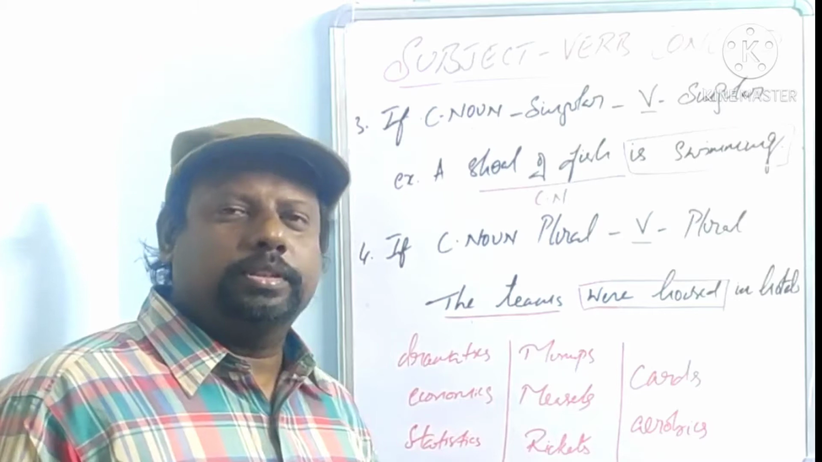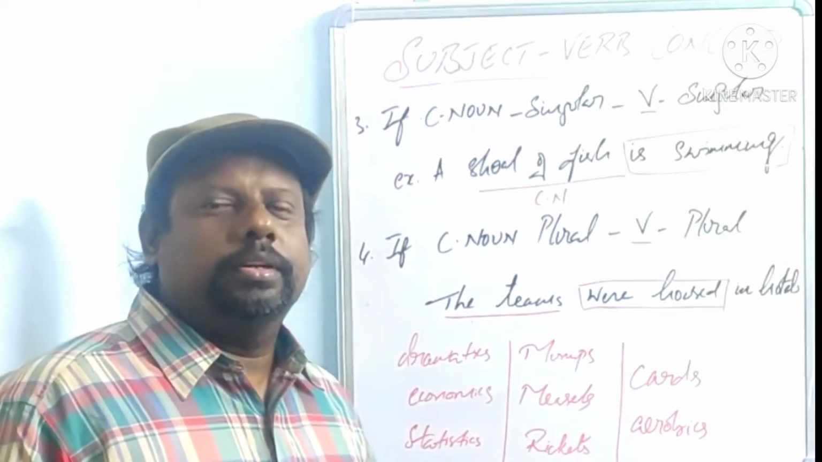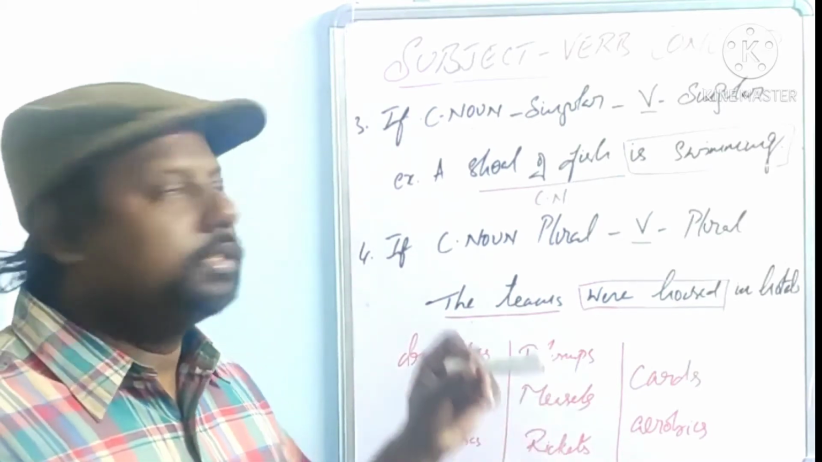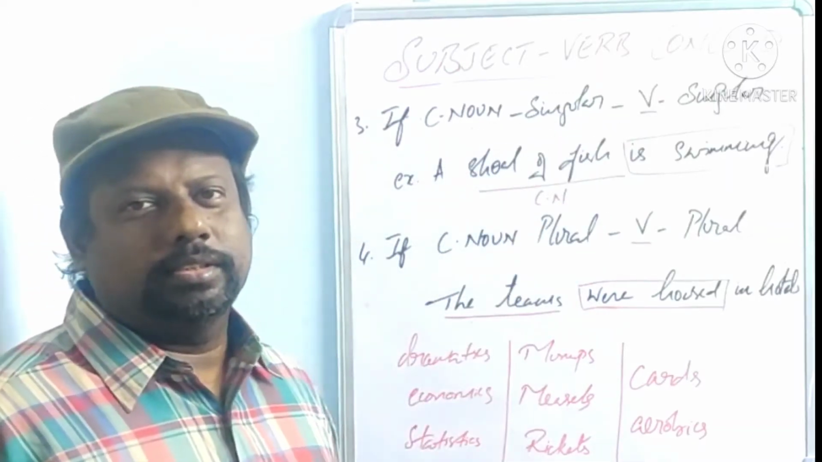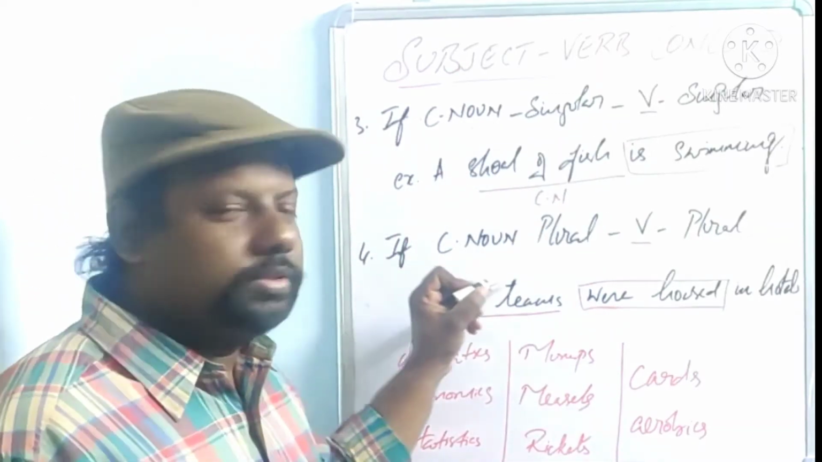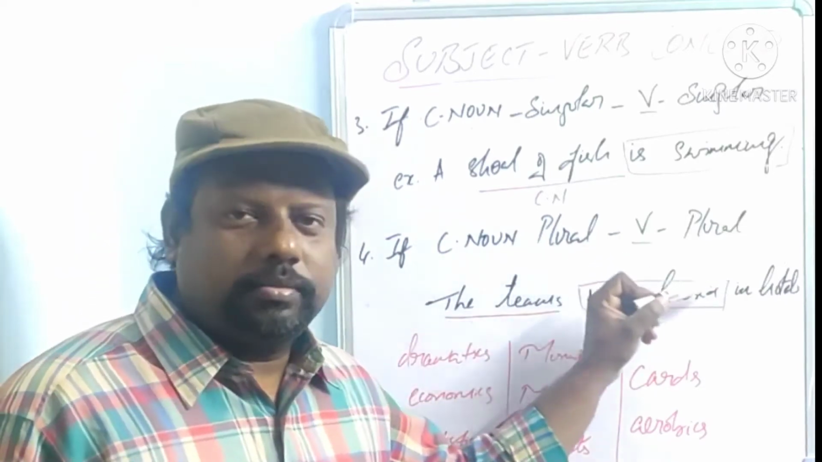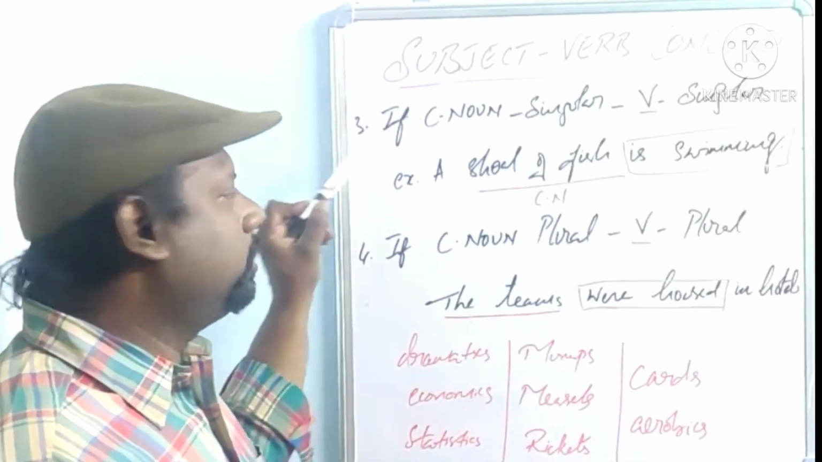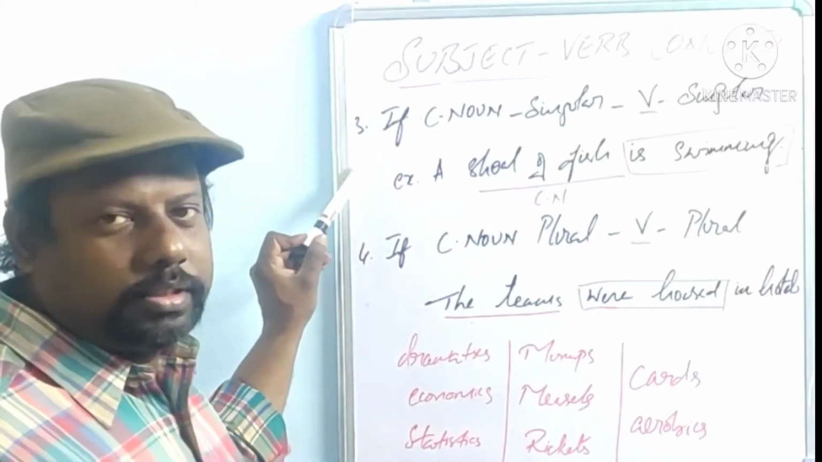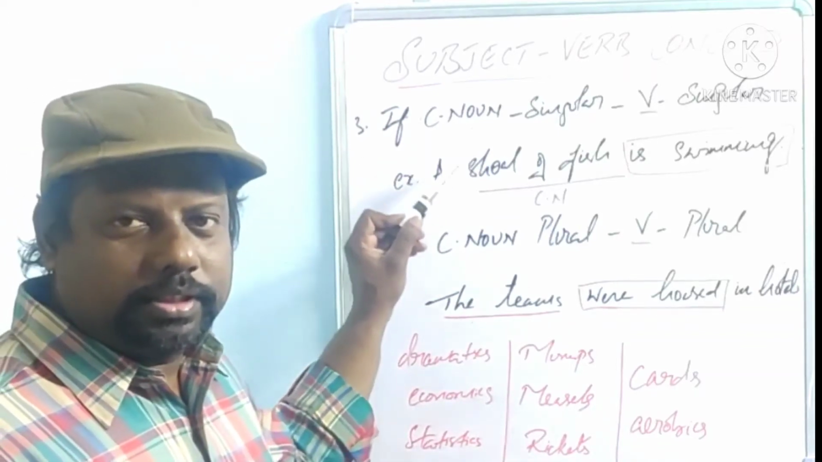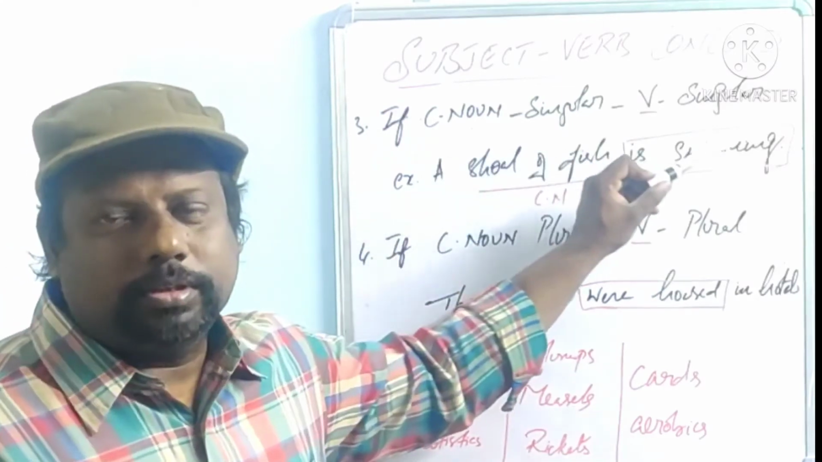Now, let's move on to the third point. Here, when a collective noun is used in the singular, then the verb also takes the singular. When a collective noun is used in the plural, the verb also takes the plural. Third point is this, fourth point is this. Now, let us see the third point. If the collective noun is used in the singular, then the verb also takes the singular.